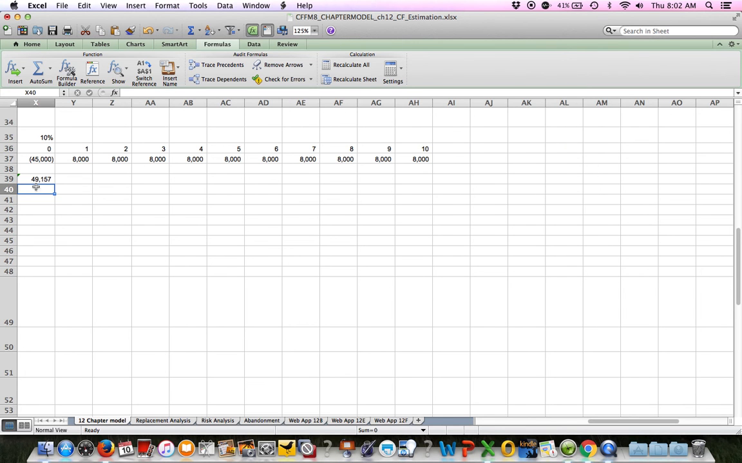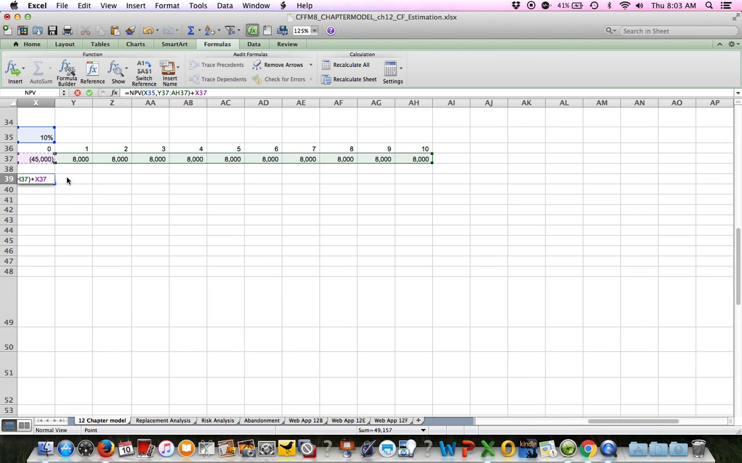I'm not quite done yet because this is the present value of years 1 through 10, but I have to add back the negative 45,000 from today, times 0. To do that, and hit enter, and it's thinking about it. I get the spinny wheel. But once that answer shows up, that is the answer to the problem.